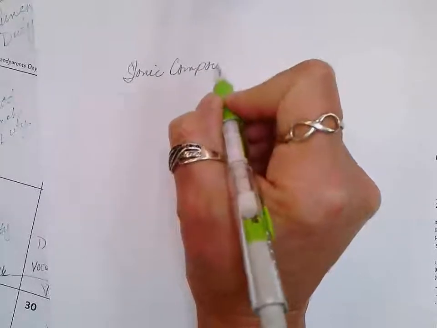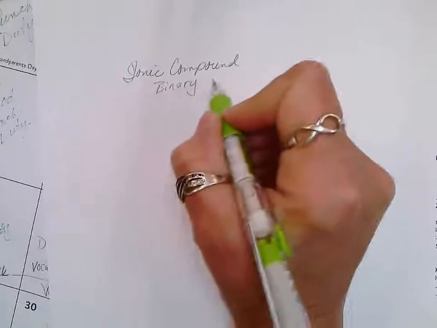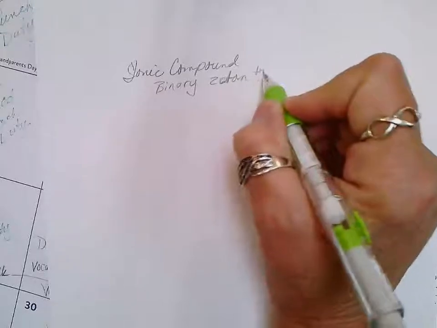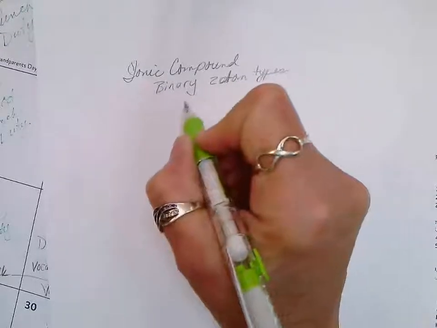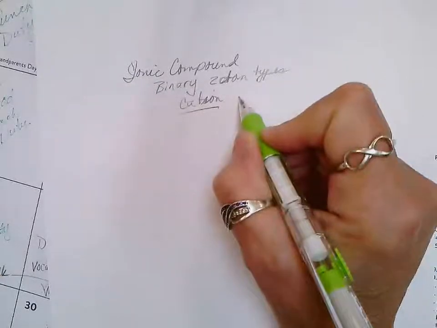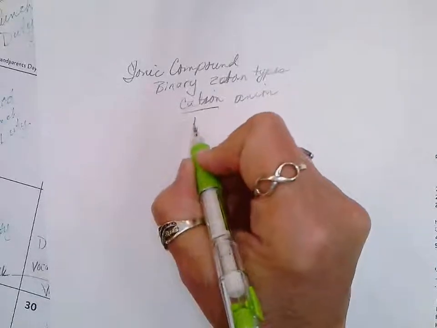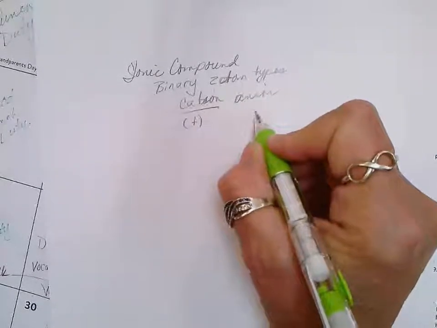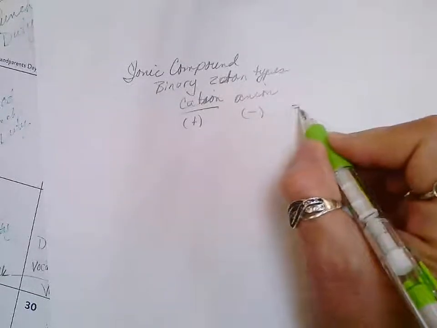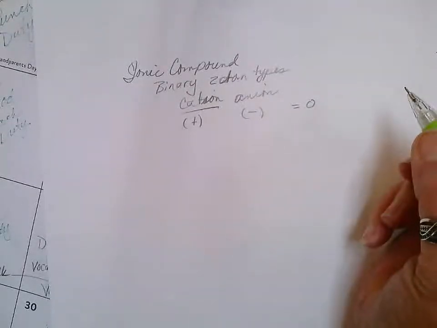these are typically binary, which means there's only two atoms or two types of atoms. And one is going to be the cation, which is always first. And the second is going to be the anion, which is always second. And the cation is positively charged. The anion is negatively charged. And the sum of those two charges has to equal 0. It's got to be a neutral compound. This is the easiest type of naming.